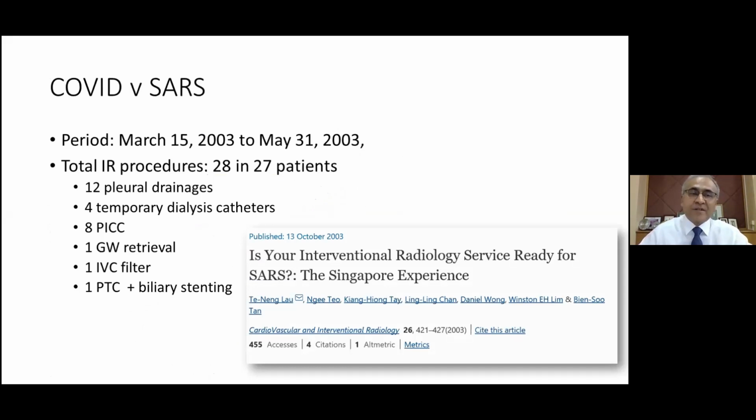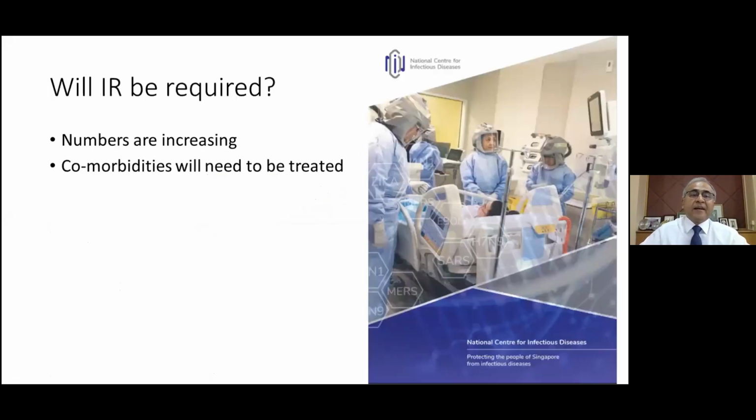When we compare it with SARS, we realized that the SARS patients actually did need far more pleural drainages, probably because they had more pleural effusions than the ones that we are seeing with the COVID cases. Which brings me to the point that if this is the scenario, would interventional radiology really be required? Do we really need to put in such a big facility? Well, you realize that numbers are increasing, patients will have comorbidities, and at some time or the other, you will get a patient that would need treatment which would need our expertise.